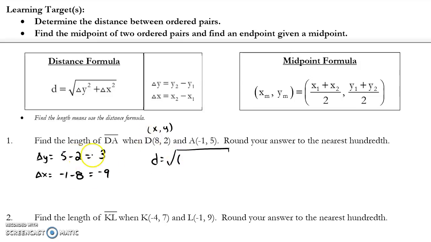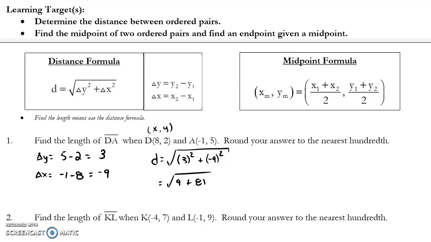Change in y squared is 3 squared. Change in x squared is negative 9 squared. Notice I used parentheses. It makes a difference in your calculator. And I'll show you momentarily. 3 squared is 9. Negative 9 squared is 81.